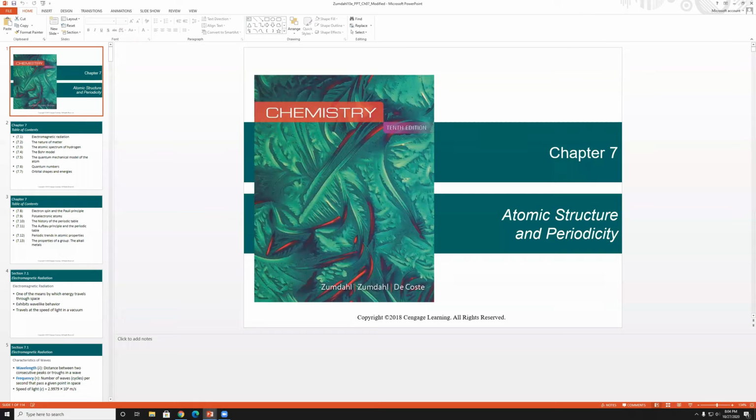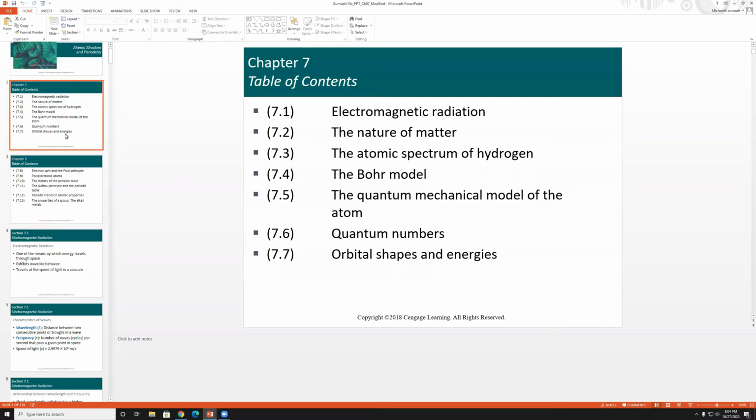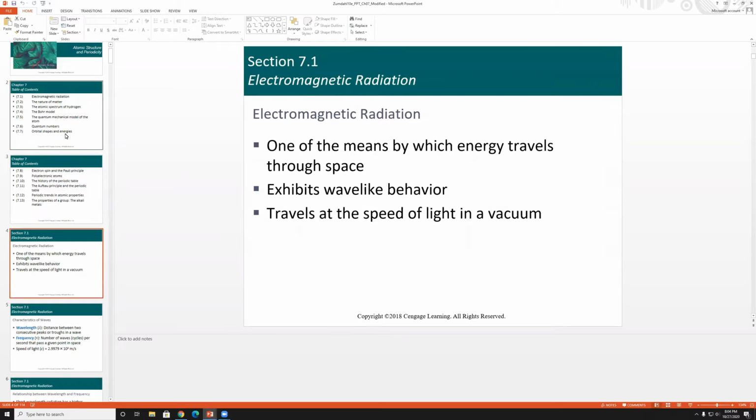Okay, so for chapter 7, we're going to be learning about the atomic structure, electrons, and this term periodicity. I don't really like that term. Basically, we're learning about electron behavior and things about energy and quantum models and the Bohr model. So basically, we'll start off with electromagnetic radiation, so EM radiation.